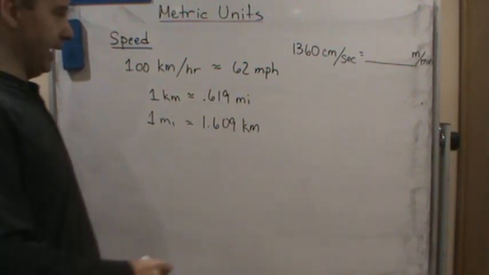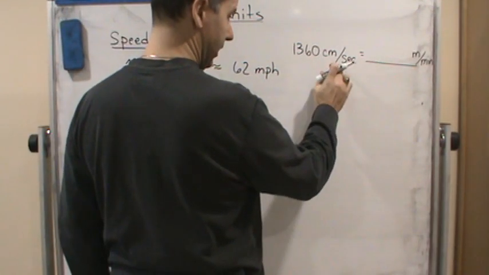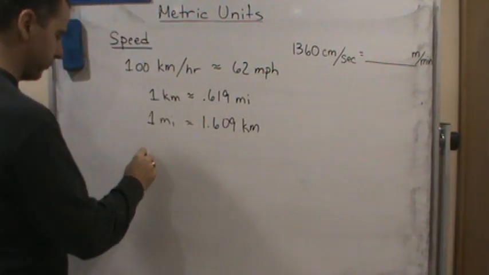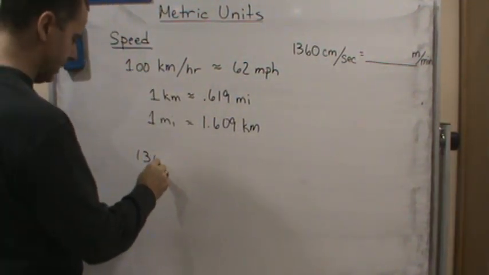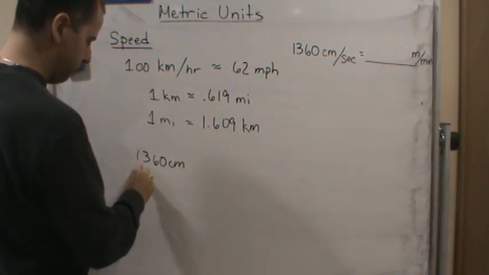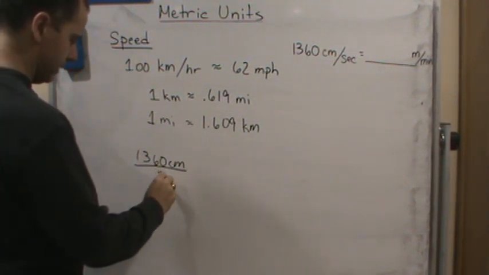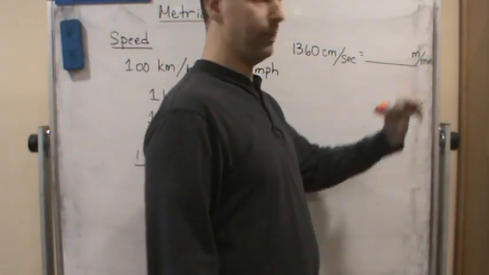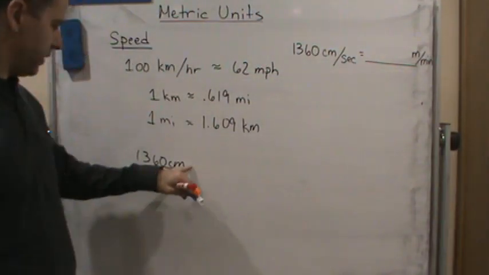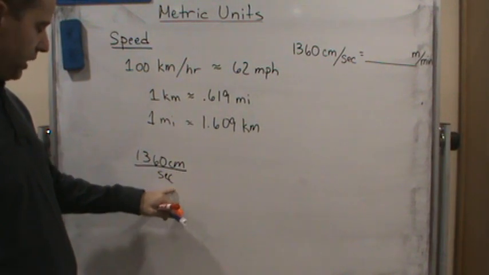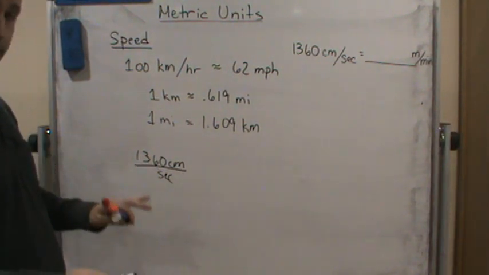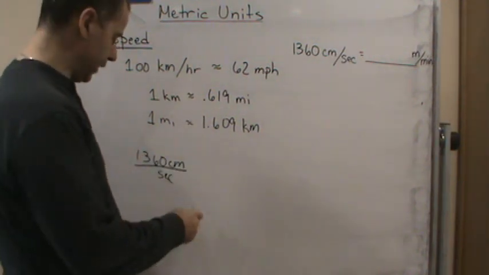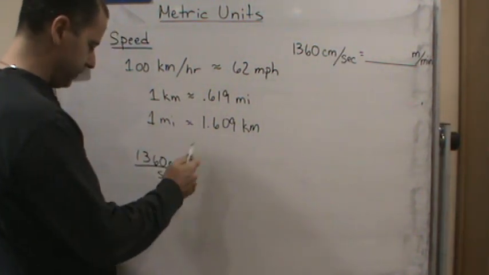So for example, if I have 1360 centimeters per second, right? So let's start with that. So that's our beginning, 1360 centimeters per second. And now we want to go from that to meters per minute. So we've got to change the centimeters to meters, and we've got to change the seconds to minutes. Okay, and it doesn't matter which one we do first, as long as we just keep track of everything. So let's do the seconds first.